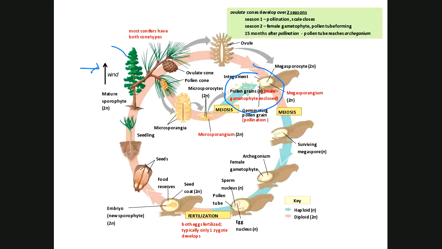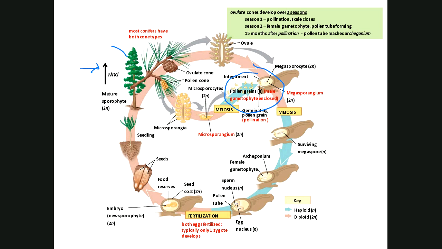Season 2, the female gametophyte and the pollen tube begin to form. And 15 months after pollination, that pollen tube finally reaches the archegonium. You see, when the pollen makes its way to the female gametophyte, it's got to grow a tube. So there's a tube that goes down into the archegonium, and inside that tube is the male gametophyte. And that takes almost a year and a half to happen. So pollination is not the same as fertilization.